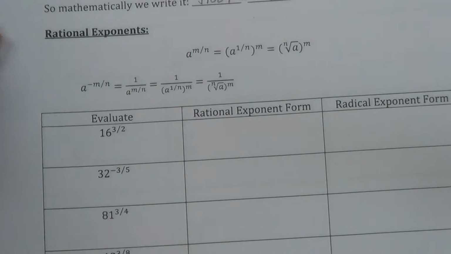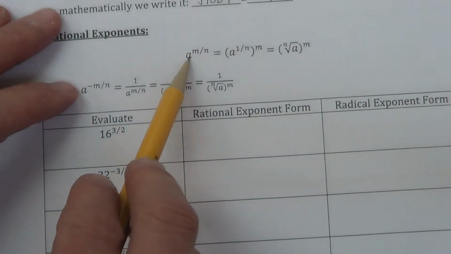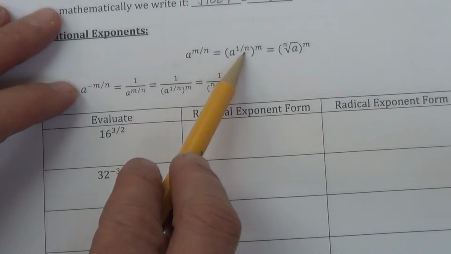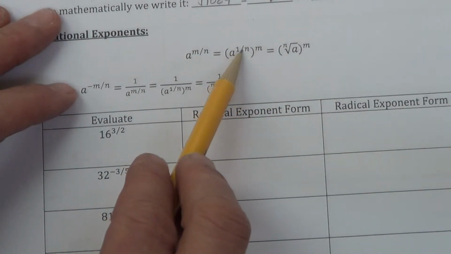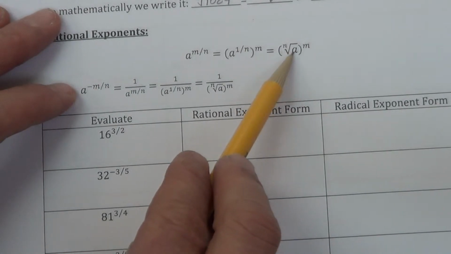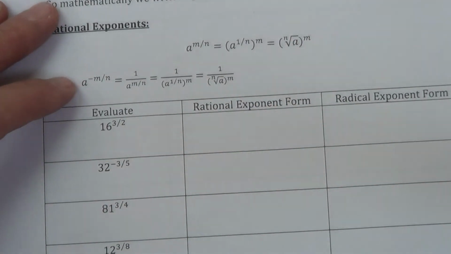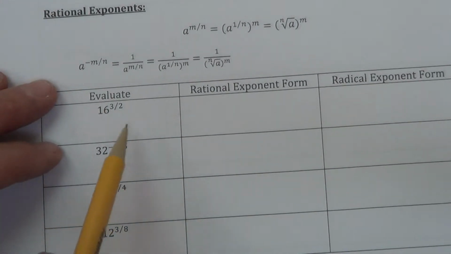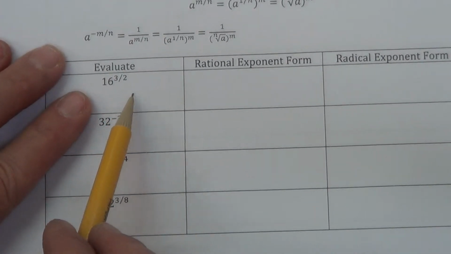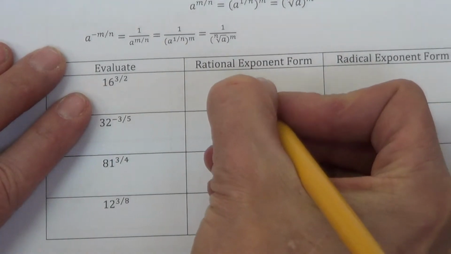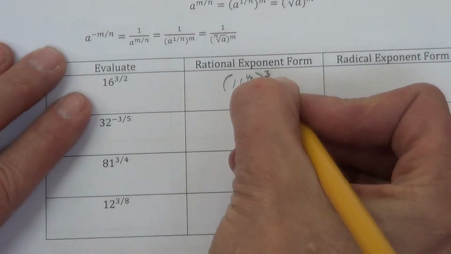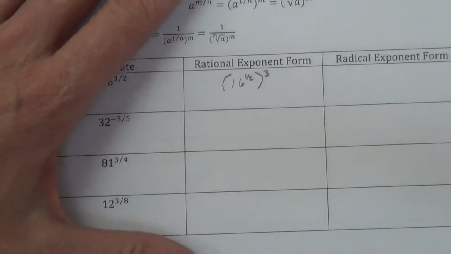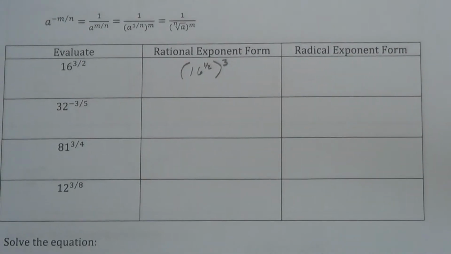Okay, so basically remember that if you've got a fraction here, you can expand it to end up being a to the 1/n raised to the m. And then you can also take that 1 over n and make it into a root and put that inside the parentheses. We're going to practice that just a little bit. So first thing we do is we take this 16 to 3/2 and we write it with 16 to the 1/2 raised to the 3rd.